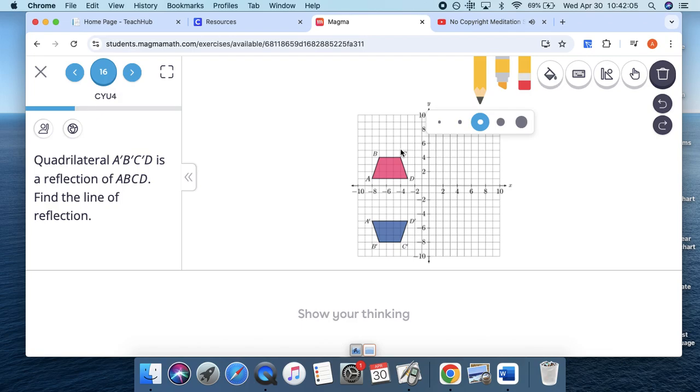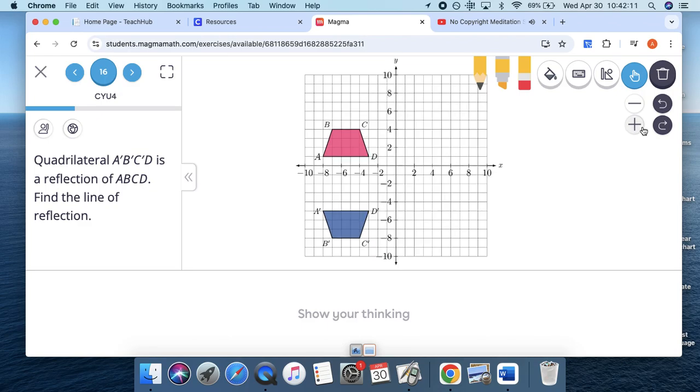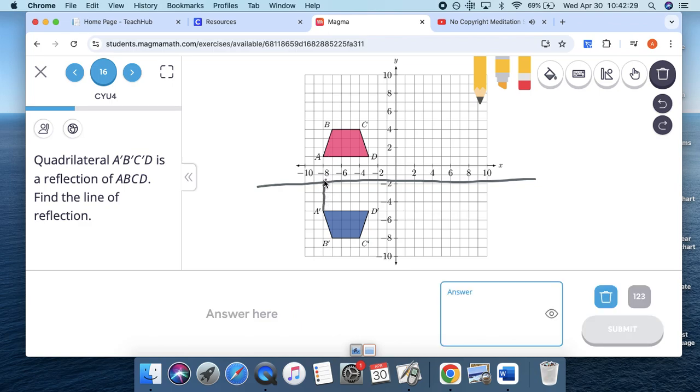And can you make this? You guys can make it bigger. Oh, I can.